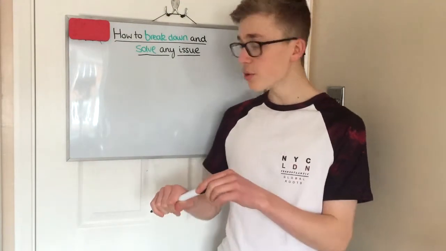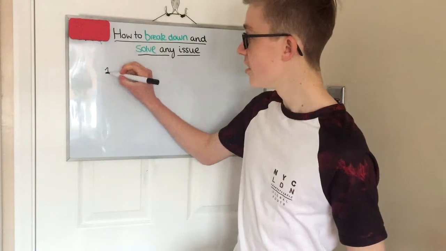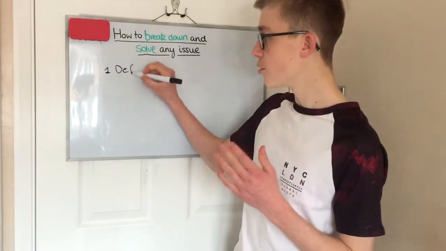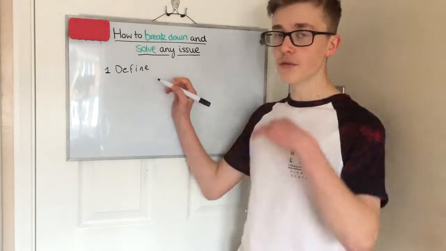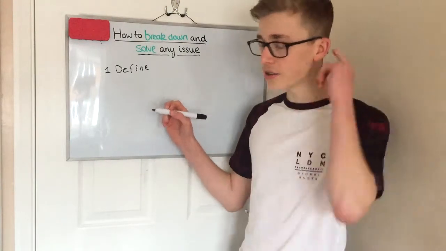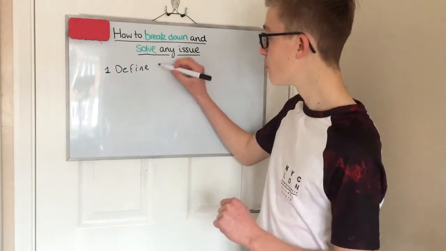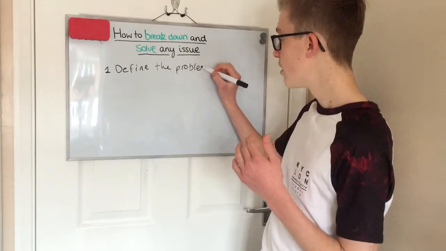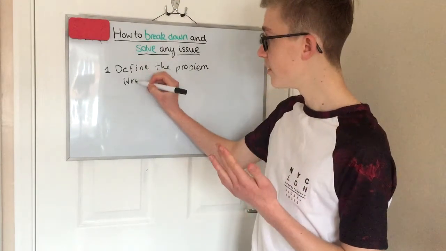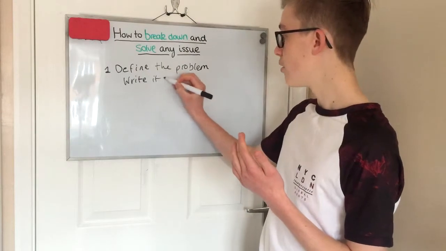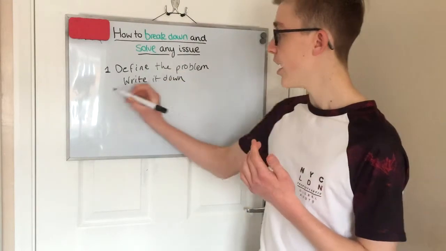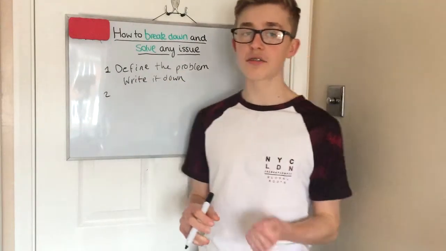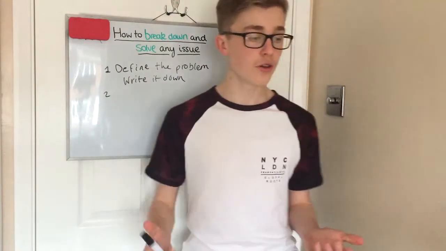So what you want to do first is actually define the problem. So a lot of people just have it sort of lingering in the air, kind of on the back of their mind. Define the problem. You have to write it down. So physically, get a pen, get some paper, and write down the problem. And I'm gonna show you how to do this after we've gone through the steps.